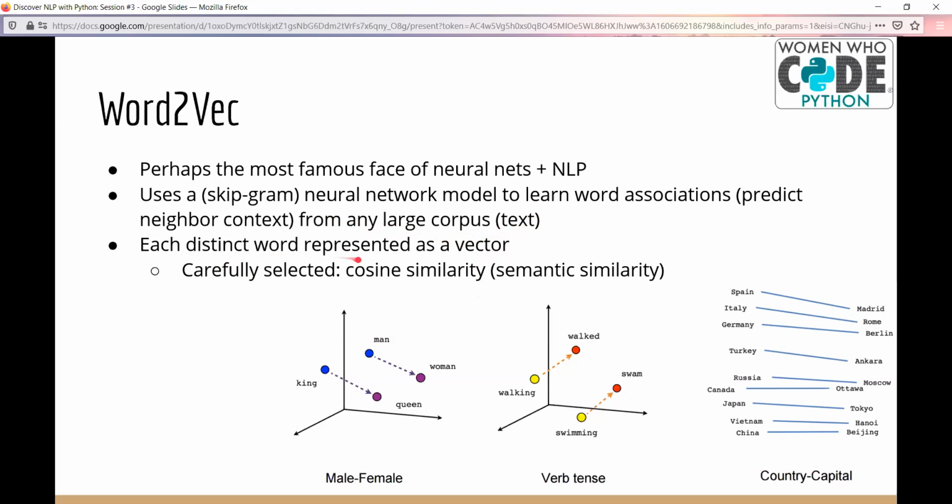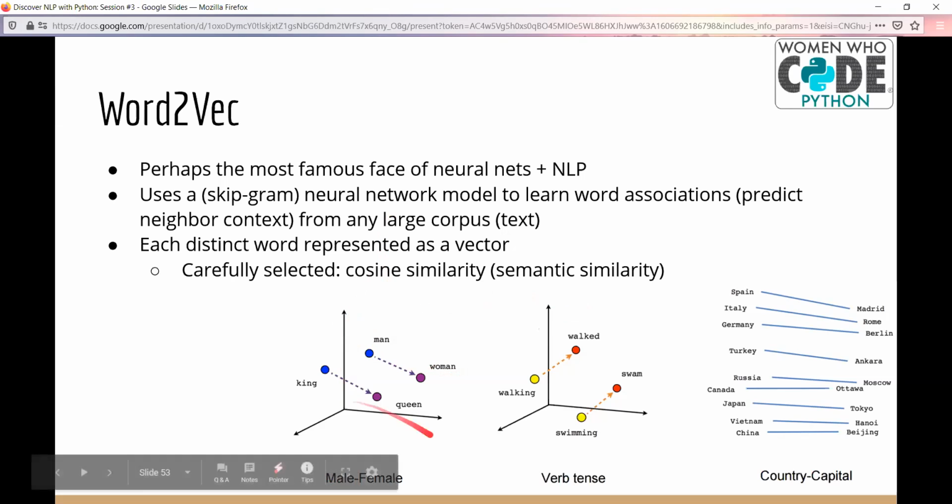So each distinct word is represented as a vector, and that's what we have been doing till now. We are considering each word as a separate vector, and this is also selected on the basis of cosine similarity. The semantic similarity that we have been talking about till now is being calculated by the cosine similarity. There is a cosine formula that you use to calculate the similarity in this case.